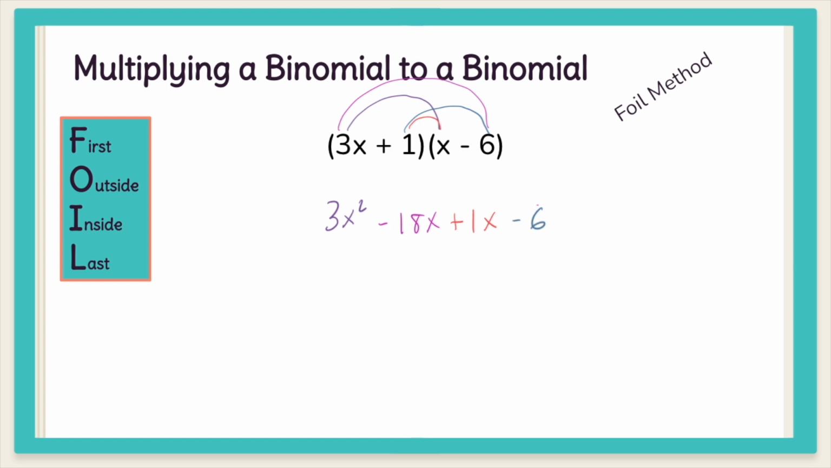And again, we're still going to have to combine our like terms. So we've got 3x squared there. That's not going to combine with anything, so it's going to just stay 3x squared. Negative 18x and positive 1x are going to combine to give me negative 17x. And then negative 6 has nothing to combine with, so it's just going to stay negative 6. So again, I multiplied two binomials together and I got a trinomial. Both the FOIL method and the box method work, but they only work for multiplying binomials times binomials.